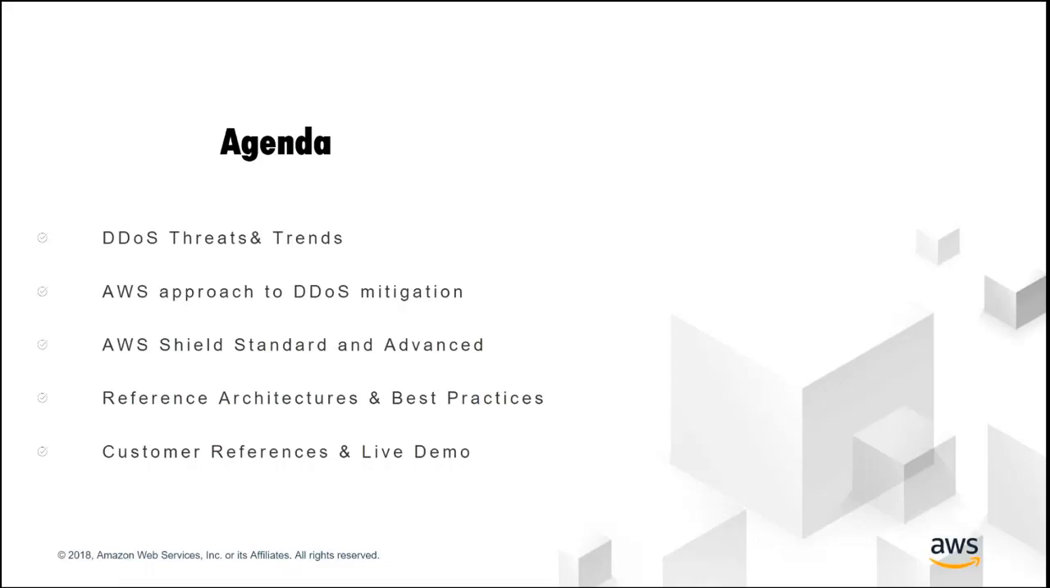So today we're going to go over some DDoS threats and trends. We'll discuss the AWS approach to DDoS mitigation. We'll go over the differences between Shield Standard and Shield Advanced. I'll cover some reference architectures, and we'll review some best practices for protecting your game servers. And we'll wrap things up with a live demo.